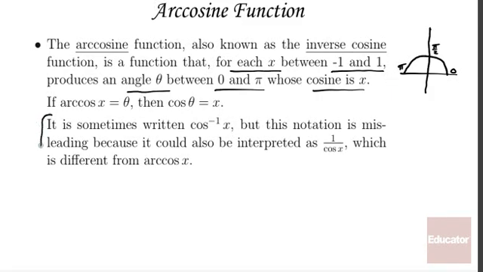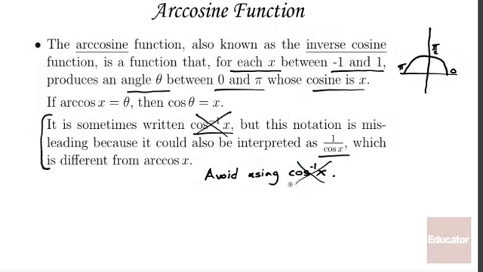And just like we had with sine, there's the problem of this misleading notation, cosine to the -1 of x. It could be interpreted as 1 over cosine x, or it could be interpreted as arccosine of x. And so the best thing to do is to avoid using this notation completely. Cosine to the -1 of x is just misleading. It could be interpreted either way. Try not to use it at all. Instead, stick to the notation arccosine x.